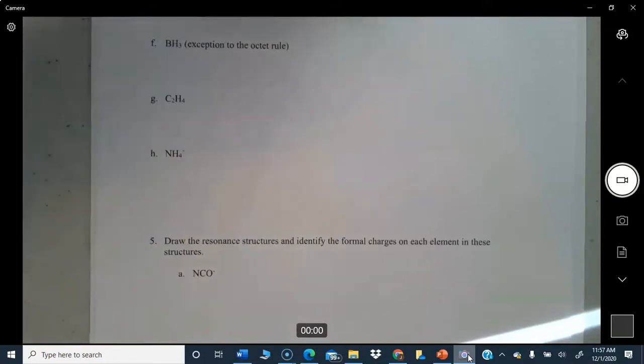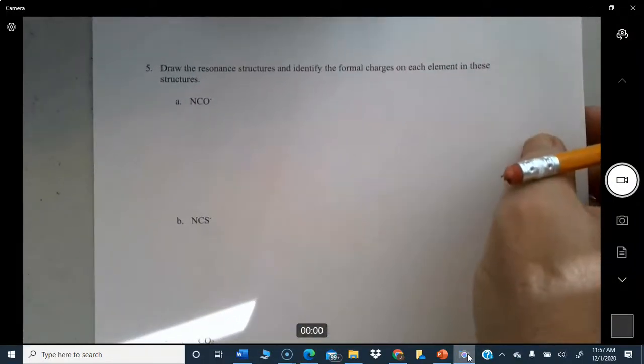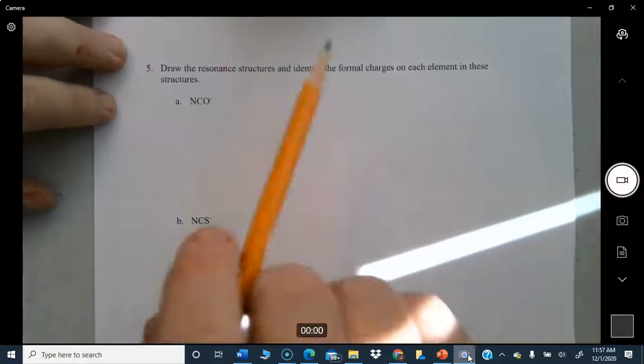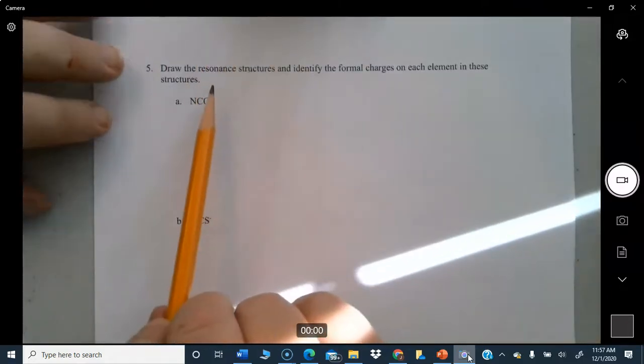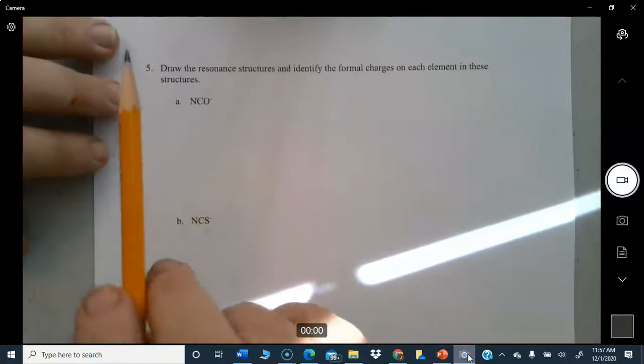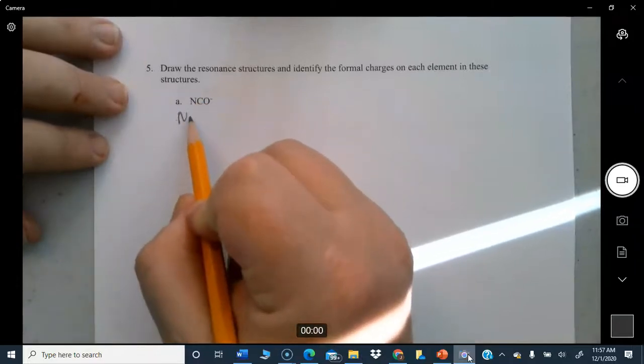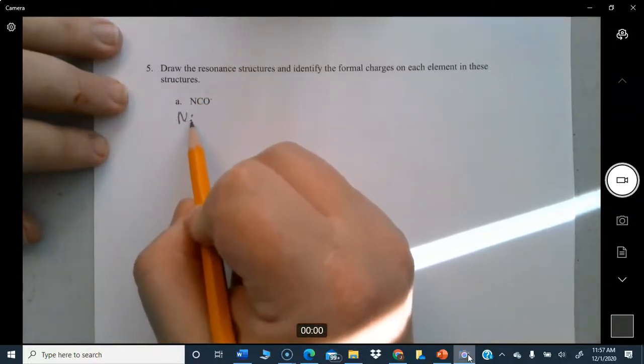All right, so what we're going to do down here is we're going to draw some resonance structures. Resonance structures are pretty much what I drew in that last example that we did. It's pretty much 2 different structures that could be formed from the rules of forming covalent bonds. So let's go ahead and count the number of valence electrons.